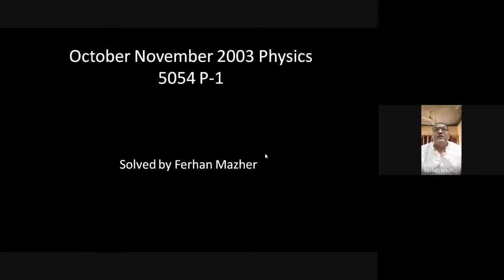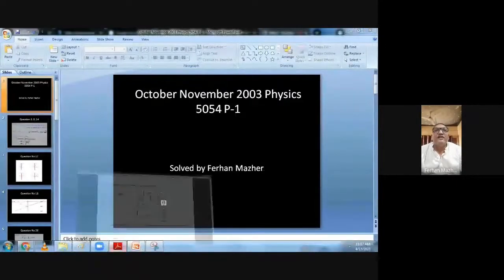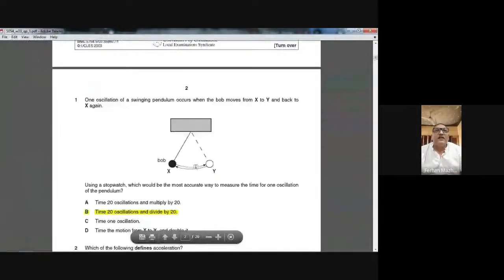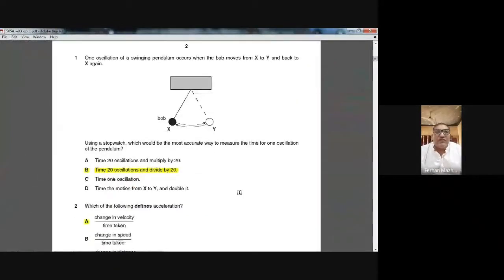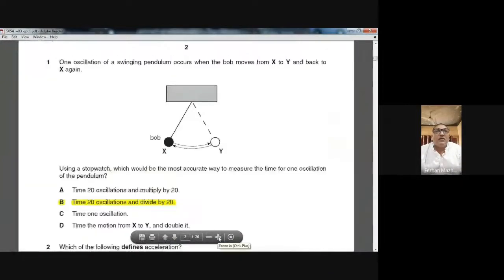So let's start this paper, and the very first question coming on your screen is question number 1. He says, one oscillation of a swinging pendulum occurs when the bob moves from X to Y and back to X again. Using a stopwatch, which would be the most accurate way to measure the time for one oscillation of the pendulum?